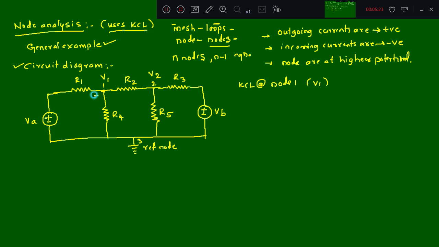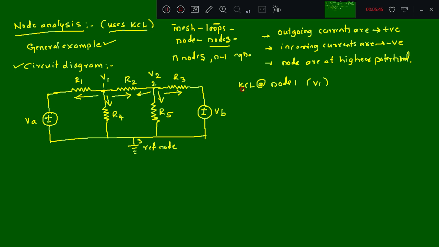From this node 1, all the currents will go out; that is our assumption. Similarly, from node V2 these are the outgoing currents. From that particular node the current will come out, and then reach a voltage source, a current source or the reference node.